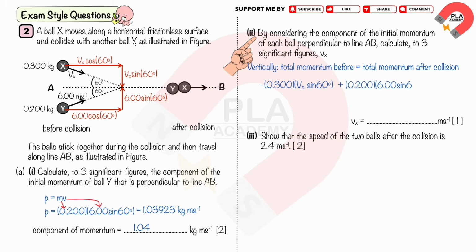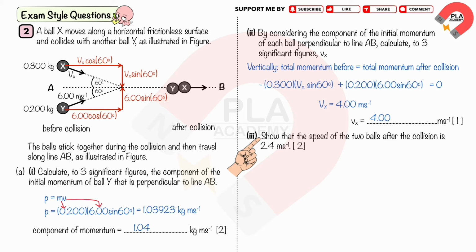Vertical momentum of ball Y before the collision equals 0.200 times 6.00 sin 60 degrees. Vertical momentum of both balls after the collision equals 0, because they don't move vertically. We get the speed Vx equals 4.00 meters per second for 3 significant figures.